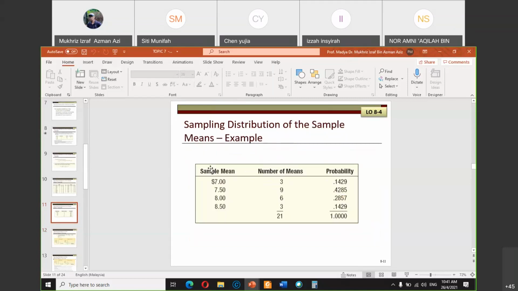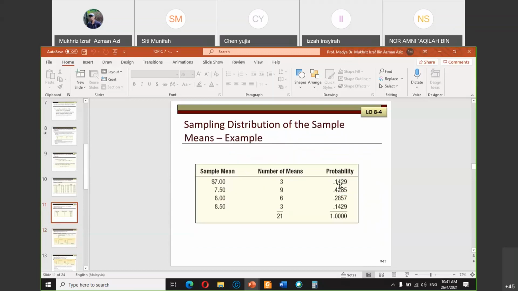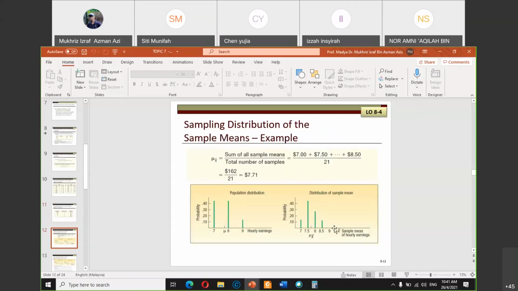When you construct the sample mean probabilities from the sampling distribution, 0.1429, then 0.4285, you can see the distribution of the sample mean versus the population distribution. If you plot the population data, the shape may not look like a normal distribution, but the distribution of the sample mean goes up and then goes down again, which is what you see here: $7, 0.13 just now, and so on. The shape resembles a normal distribution.